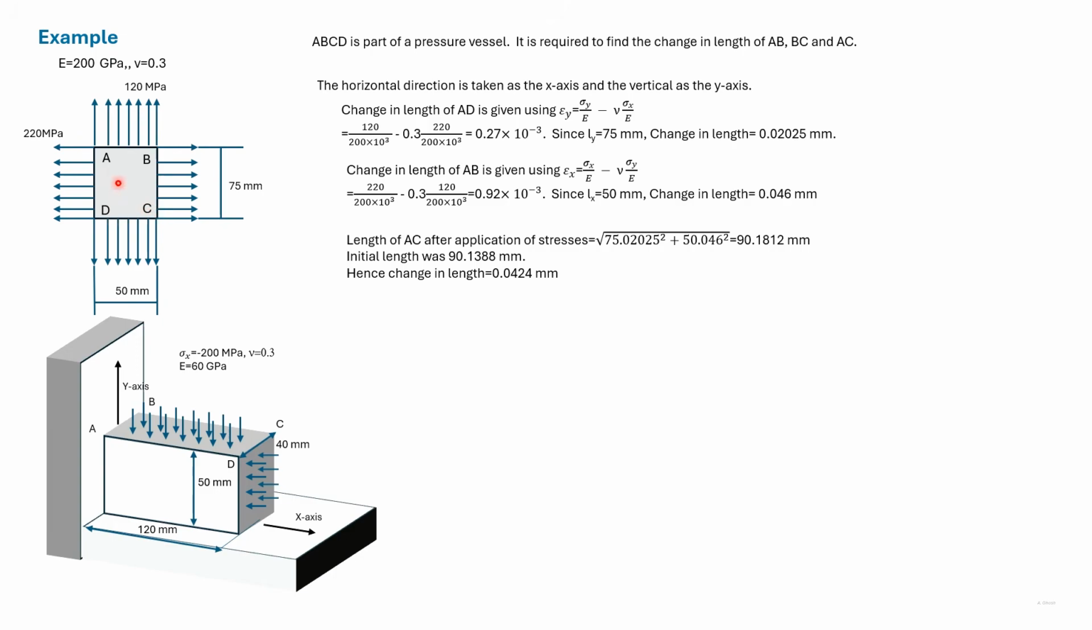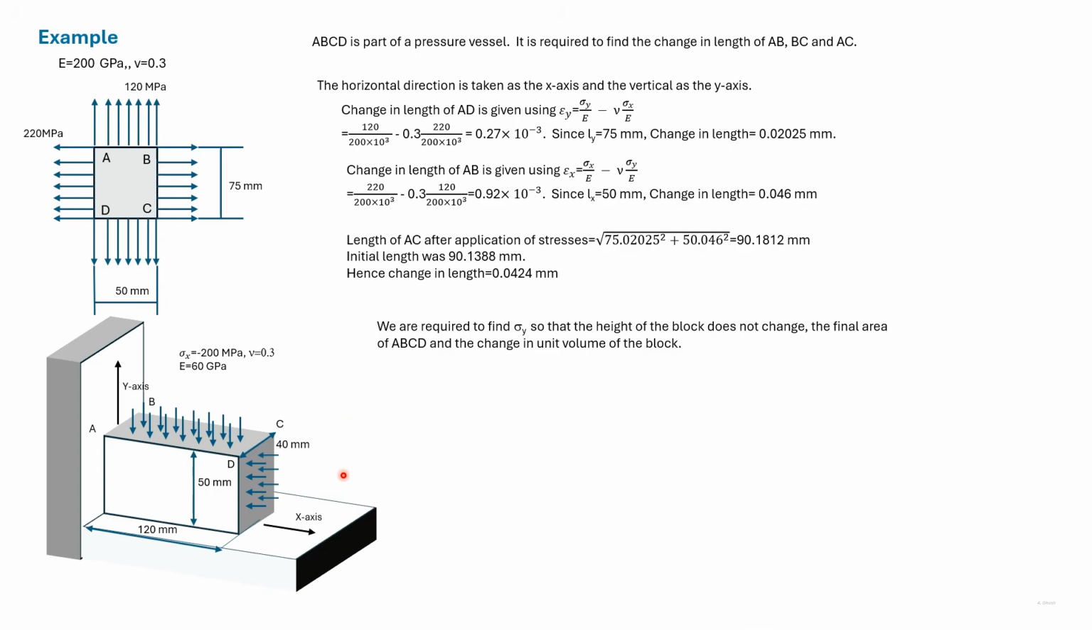But now we have the length of AD after it has been stressed and length of DC after it has been stressed. So we can find the new length of the diagonal AC. So we have found here the new length of the diagonal AC, and this was the initial length before stresses were applied. Hence we find the change in length of the diagonal AC.